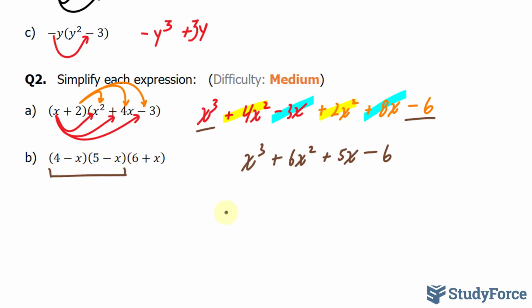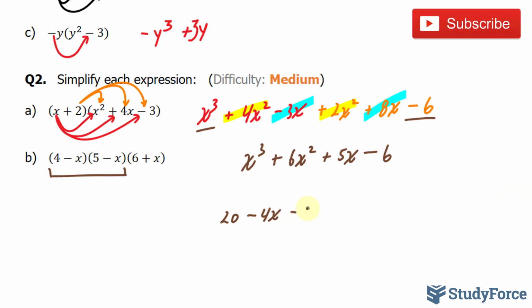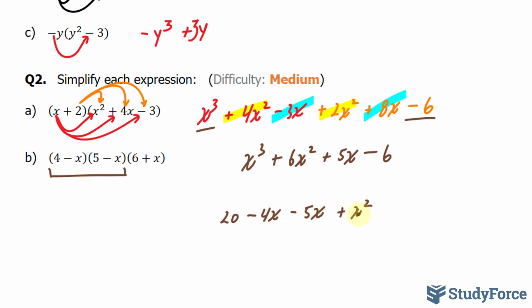4 times 5 is 20. 4 times negative x is negative 4x. And then negative x times 5 is minus 5x. Negative x times negative x is positive x squared. We can combine these two terms. That gives us negative 9x. This expression represents the product of these two binomials.